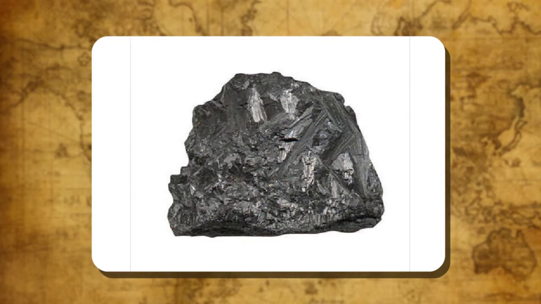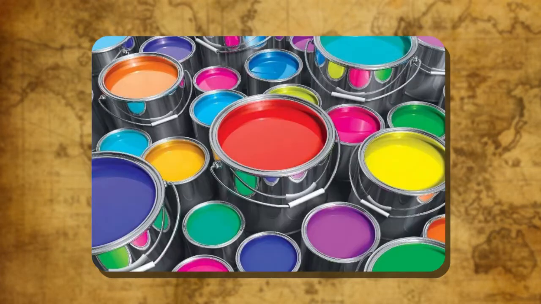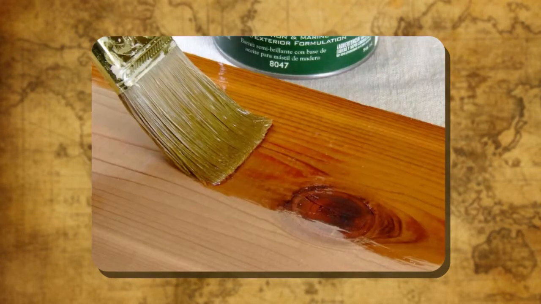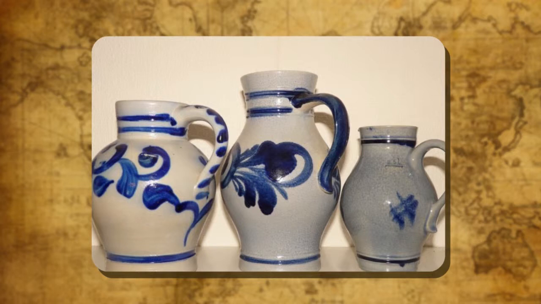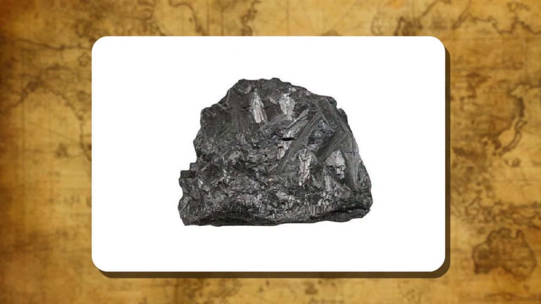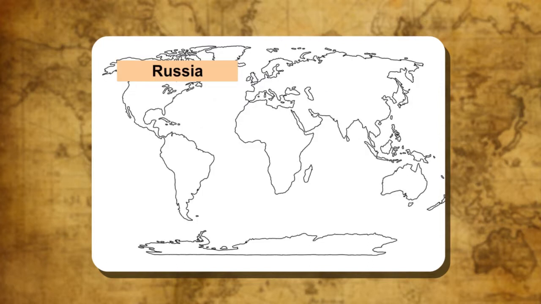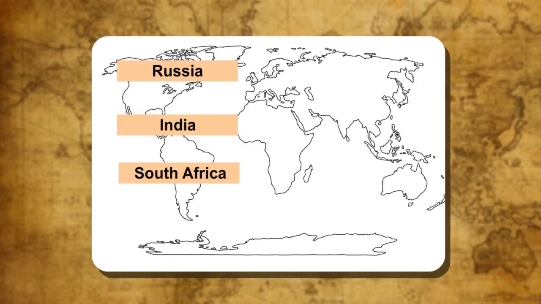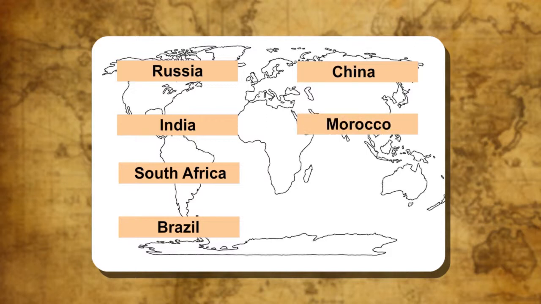Manganese. It is an important raw material to make steel in combination with iron. It is also used to make bleaching powder, paints, plastics, varnish, glazed pottery, etc. Producing countries. The important manganese-producing countries are Russia, India, South Africa, Brazil, China, Morocco, Ghana, and Gabon.